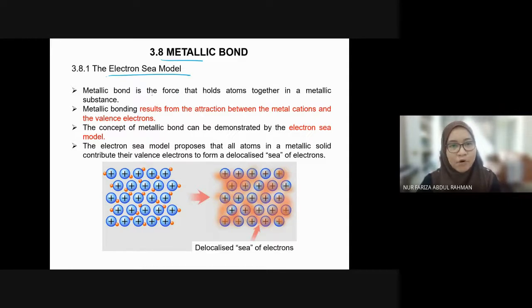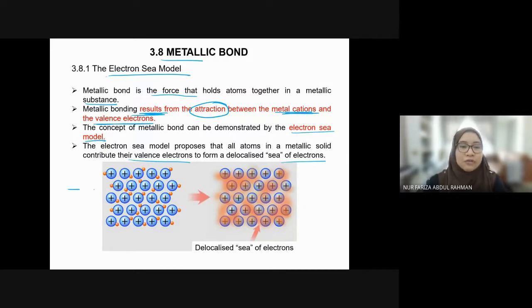Metallic bond is the force that holds atoms together in a metallic substance. Metallic bonding results from the attraction between the metal cations and the valence electrons, guys. The concept of metallic bond can be demonstrated by the Electron Sea Model. So to describe metallic bond, we have a model known as the Electron Sea Model. So this is very important, okay? The Electron Sea Model proposes that all atoms in a metallic solid contribute their valence electrons to form a delocalized sea of electrons.